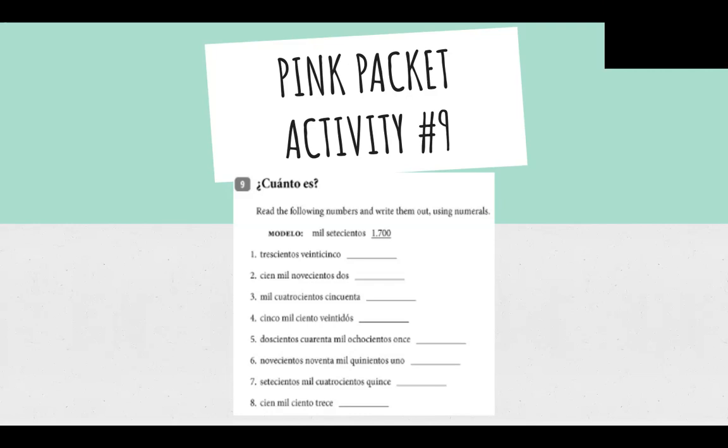For number 4, 5,122. For number 5, you should have 240,811. For number 6, you should have 990,501. For number 7, you should have 700,415. And for number 8, you should have 100,113. I think that was a super easy activity, right? Do you think? All right.